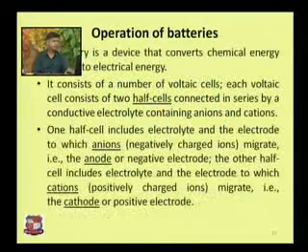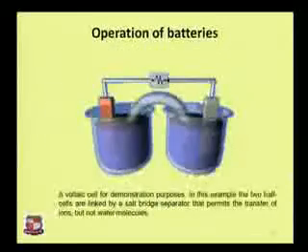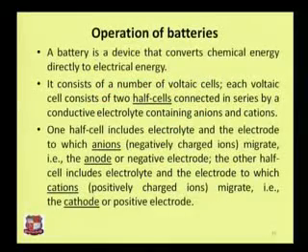So a battery is a device that converts chemical energy directly to electrical energy. It consists of a number of voltage cells. Each voltage cell consists of two half cells connected in series, like you can see here, by a conductive electrolyte containing anions and cations. One half cell includes the electrolyte and the electrode to which negatively charged ions, anions, migrate; that is the anode, or the negative electrode. The other half cell includes the electrolyte and the electrode to which cations, the positively charged ions, migrate; that is the cathode, or the positive electrode.